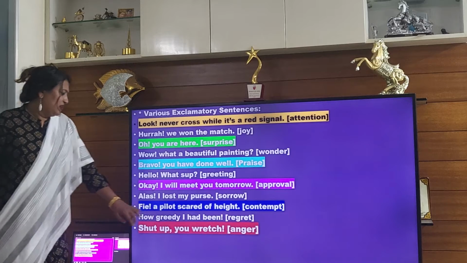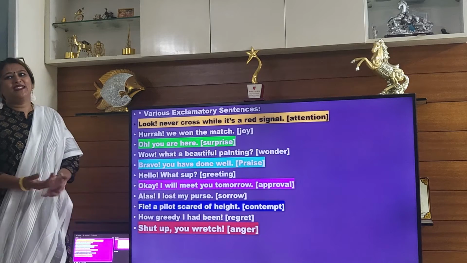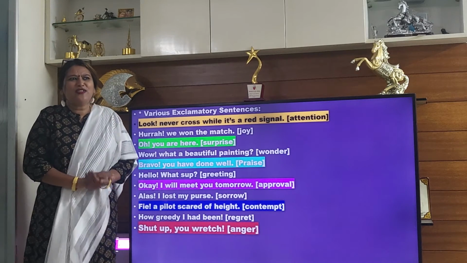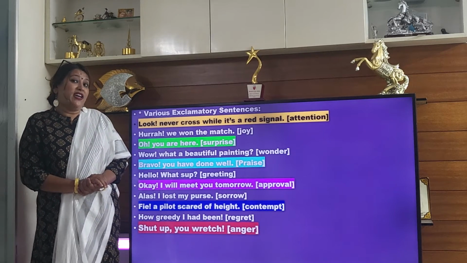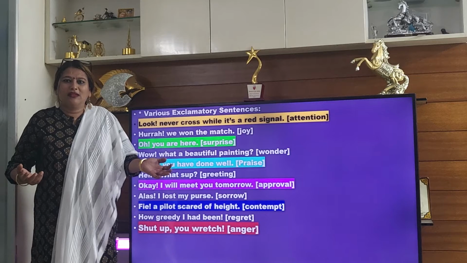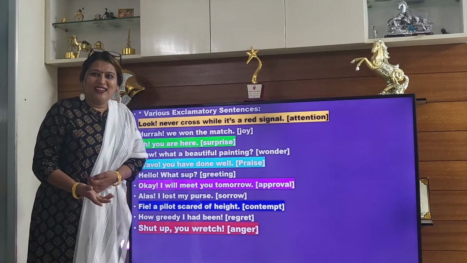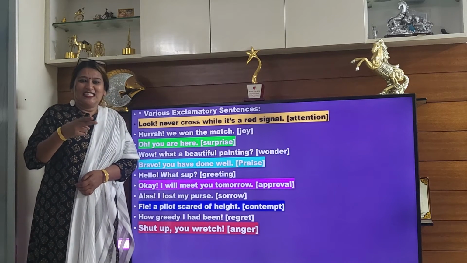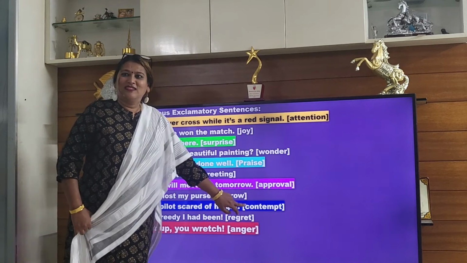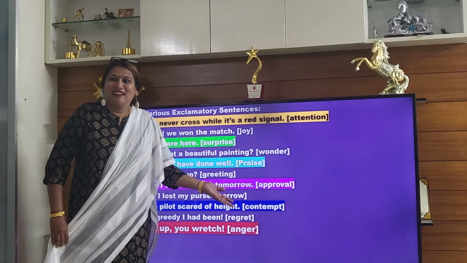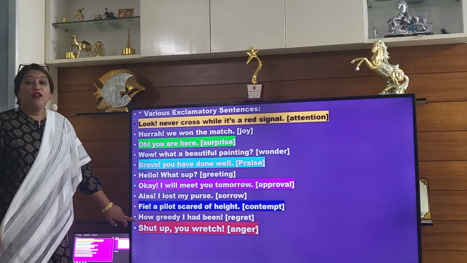Next is, a pilot scared of heights. Pilots obviously have to fly at heights. Can you say that a fire extinguisher is scared of fire? Can you believe that? A doctor is scared of scissors. A surgeon is scared of scissors. Can you believe that? No. That's contempt. How is it possible? That's contempt.